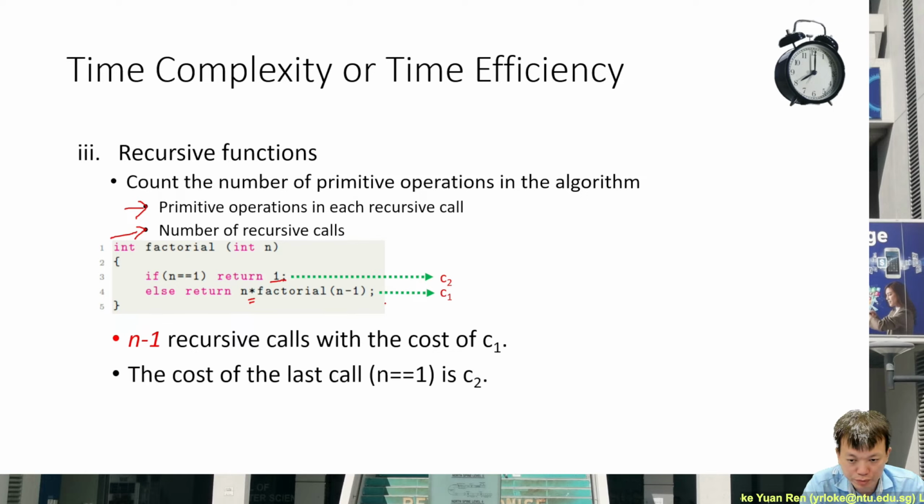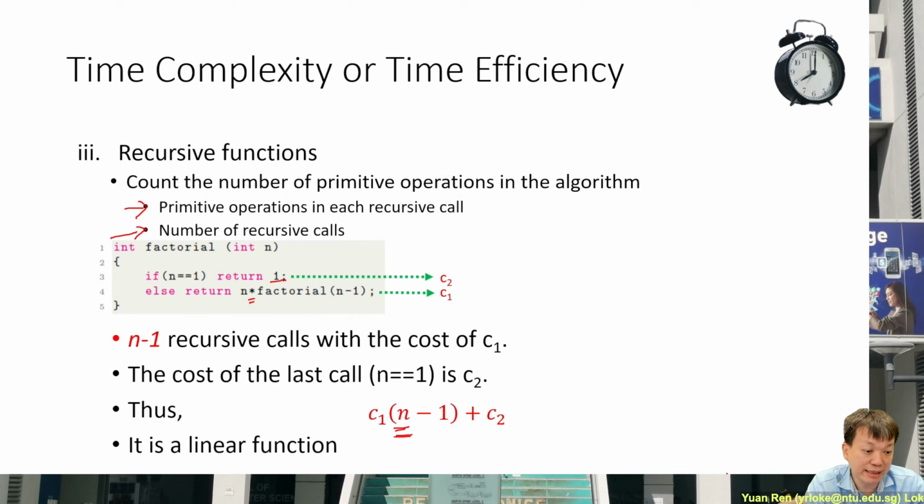So overall, you did n-1 steps, which take C1 operations each, plus the last one, which is C2. But anyway, in the end, you find that this is a linear function of n. Not surprising, like what your friend said. The time complexity is exactly the same as the previous iterative approach.